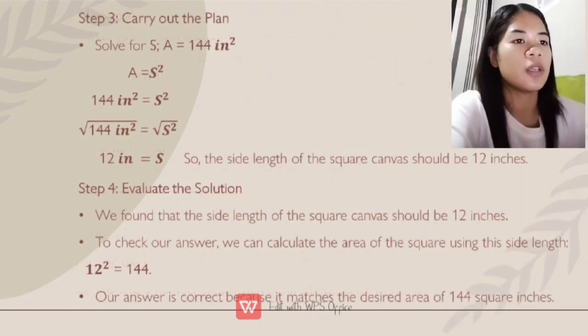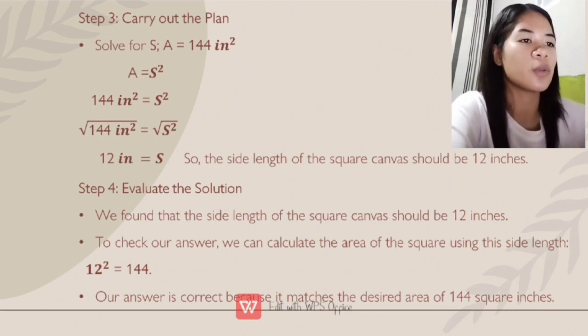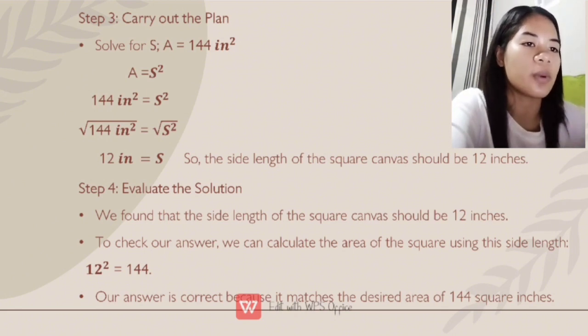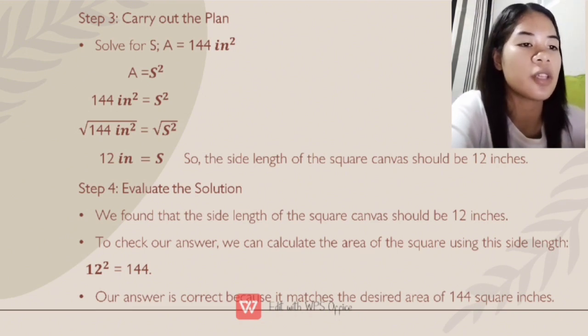In step 3, we carry out the plan. First, we have to solve for s, wherein area is equal to 144 square inches. So area is equal to s squared. We substitute the value of area, which is 144 square inches. 144 square inches is equal to s squared. So taking the square root of both sides results in 12 inches is equal to s. Therefore, the side length of the square canvas should be 12 inches.